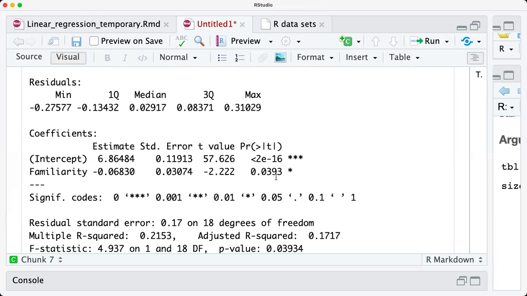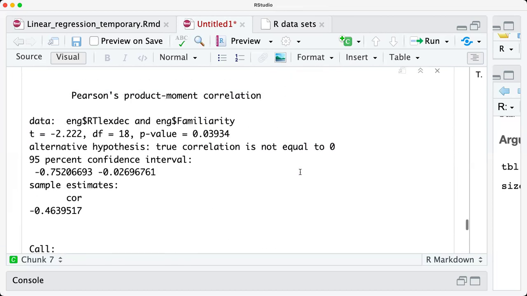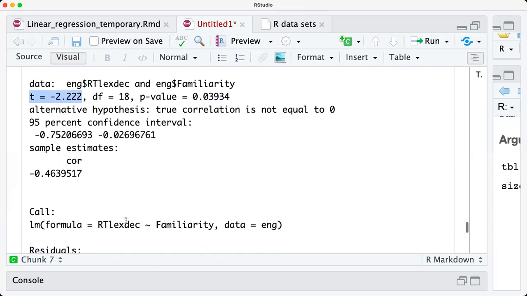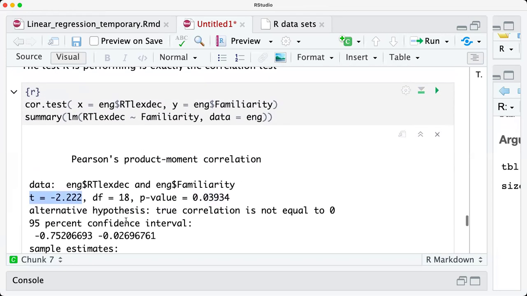So here you see the variables. The test done this time on the beta 1 coefficient gives us a t-value of minus 2.2 and a p-value of 0.39, which is exactly the p-value from before, and the same t-statistic. So you are not learning new math. You're just seeing it in another command.